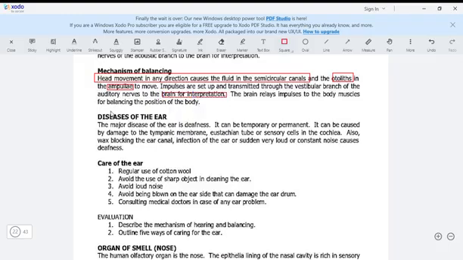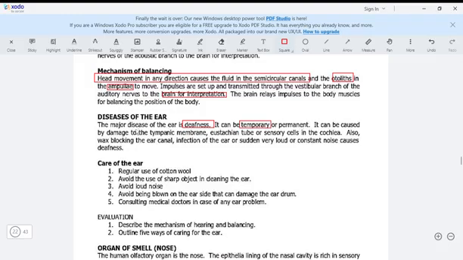Second to the last, what are the diseases of the ear? What can happen to the ear? The major disease is deafness, which is either temporary or permanent.